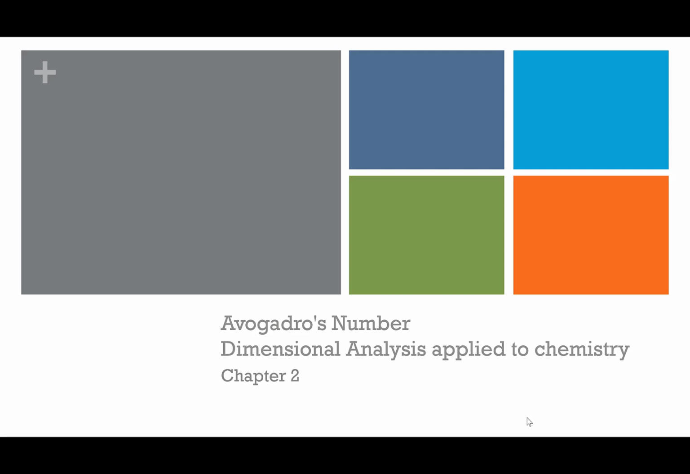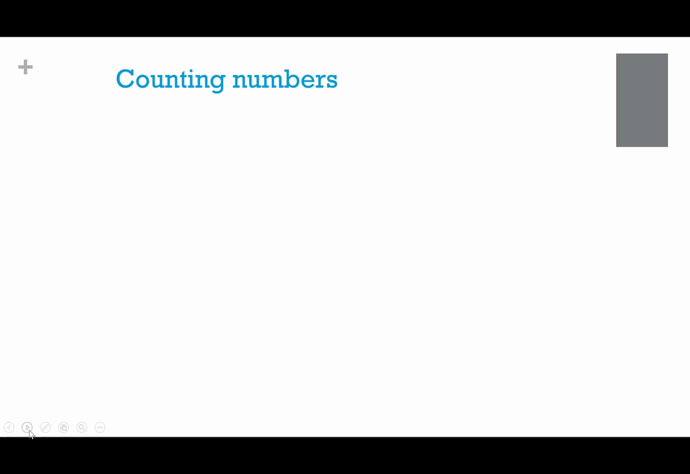Today we're going to talk about dimensional analysis again, but we're going to apply it to chemistry, using some of the chemistry terms that we'll be using for the entirety of the semester. So the first thing I'm going to introduce is this thing called counting numbers. Counting numbers are something that we use in everyday life, and we don't actually have to think about it much. But we're going to apply this concept to chemistry.